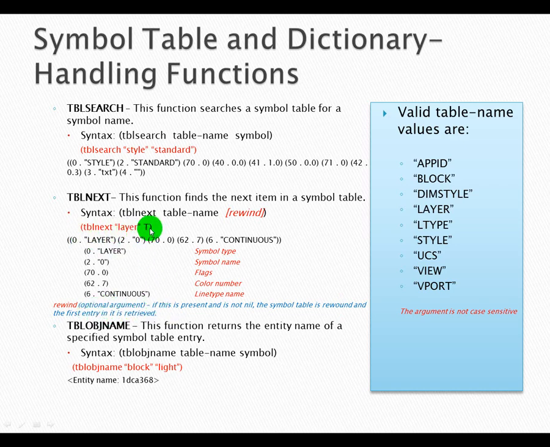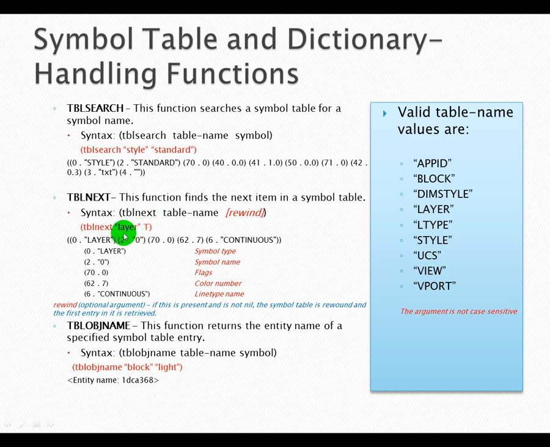If it exists, it should give us a list of results with the type, which is the style, the standard, the name of the style, and some other information like the text height and the text string.